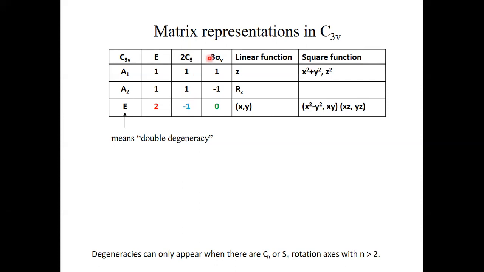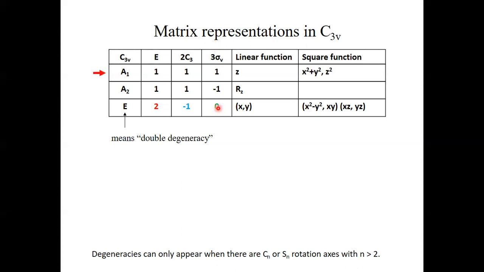So over there, we have our 3 sigma v operations. Again, in this case, we have 3 in the same class, in the same column, because our 3 sigma v symmetry operations are conjugate, and that means that they have the same characters in the respective irreducible representations.